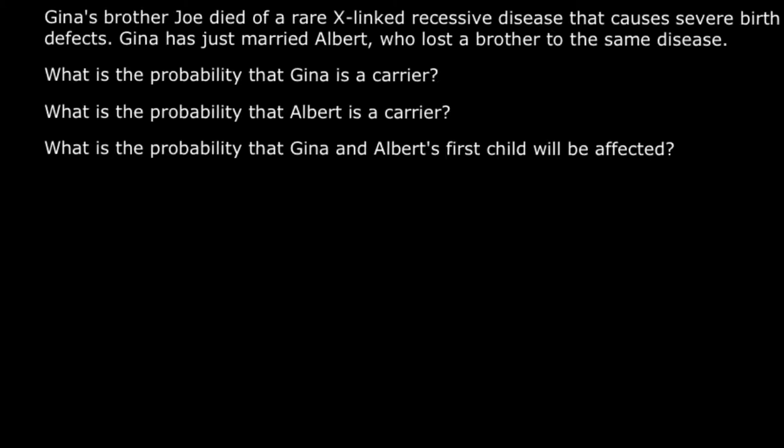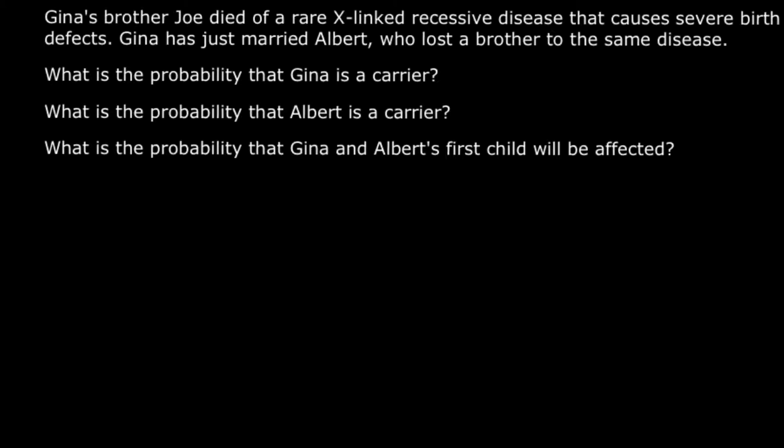Personally, I don't like mathematics too much, but I do like that part of mathematics, I mean the law of probability and statistics that applies to genetics, and today's one of such problems. Today's problem is: Gina's brother Joe died of a rare X-linked recessive disease that caused severe birth defects. Gina just married Albert, who lost a brother to the same disease.